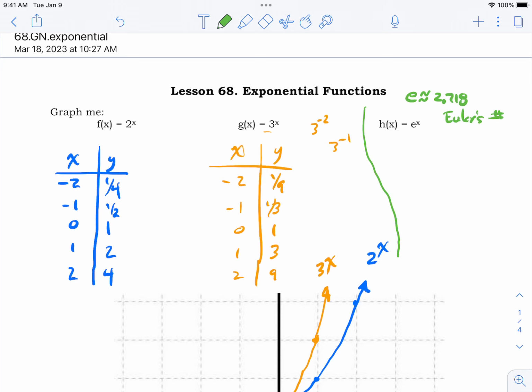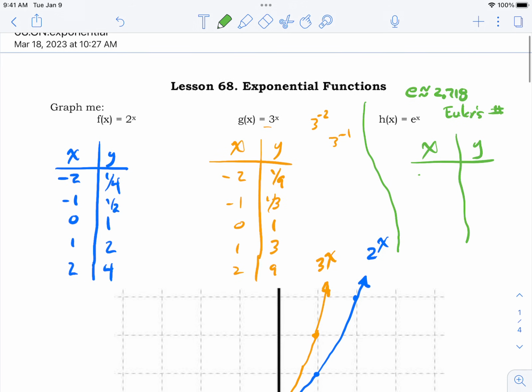So if you want to do a graph of e to the x, you're going to want to do the same thing. Put in -2, -1, 0, 1, and 2 for x. And then you're going to want to get out your calculator and figure these things out. Well, e to the 0 is going to be 1. I know that. e to the 1 is going to be e. I know that. Let me just approximate it as 2.72. e to the 2 power. So go on, calculator. 2.71828 squared is just about 7.39.